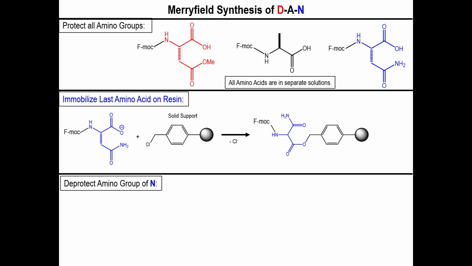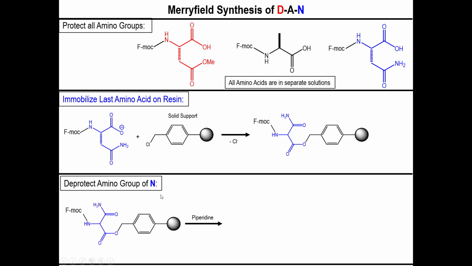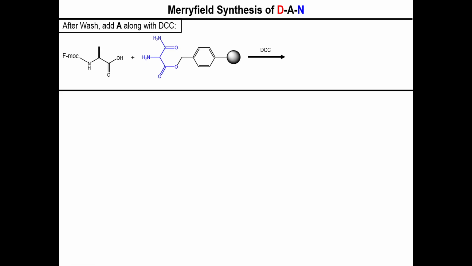Okay, so here's what happens. Once you have added the last amino acid to the solid support, now you remove FMOC. So you basically add piperidine, which will remove FMOC altogether. And now that you have the free amine, you simply introduce the second amino acid along with DCC to activate the carboxylic acid of the second to last amino acid. That will now incorporate alanine to the amino group of asparagine, right? So we're basically going backwards right here.